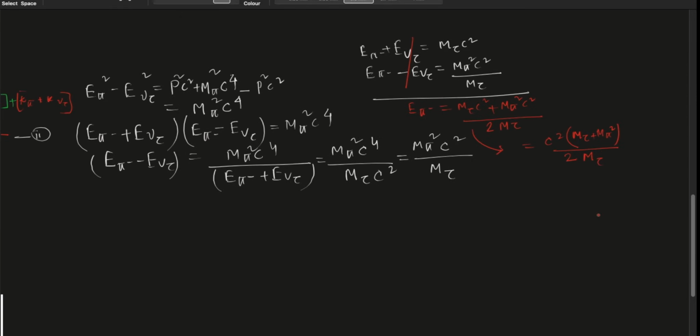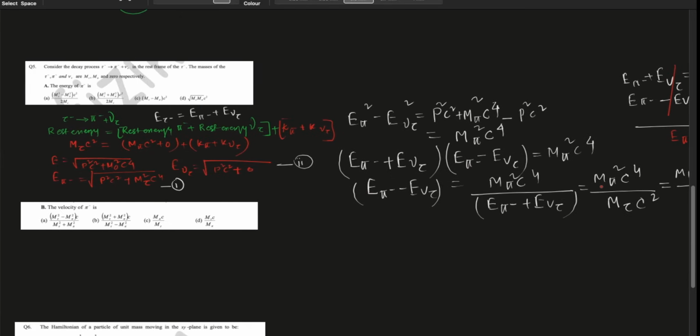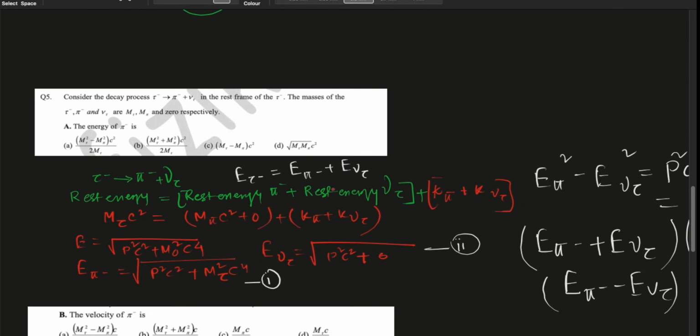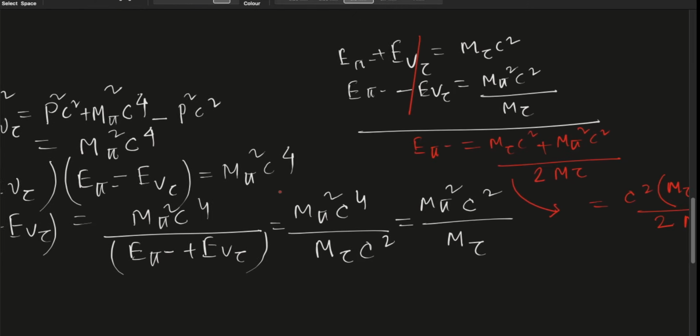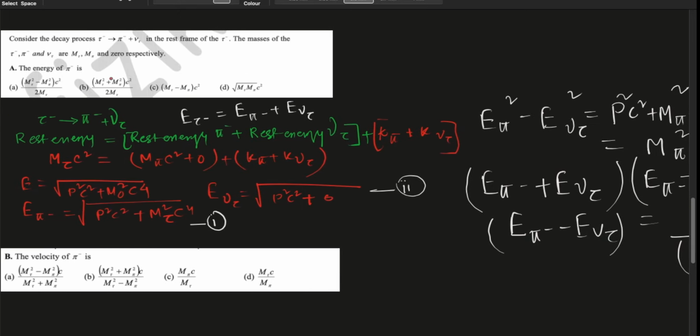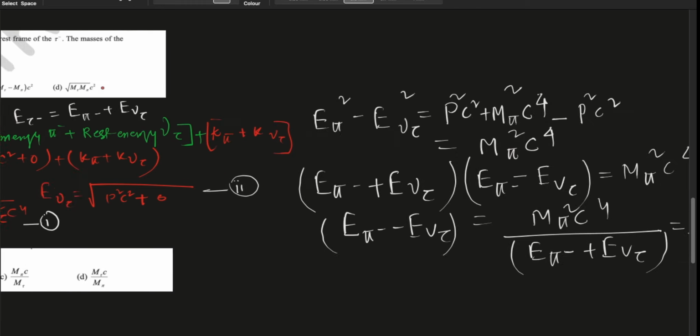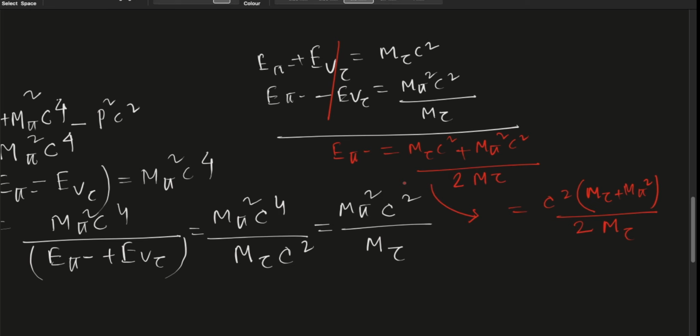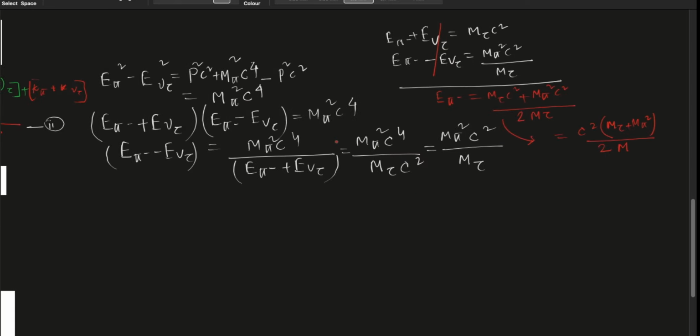Is there any option? Let me see. 2 m tau, and here we have 2 m tau and c square. There is a minus sign, but is there any problem that I have made? Yes, there is a calculation mistake I have made here. So when I'm adding this quantity, sorry, there's a calculation mistake.